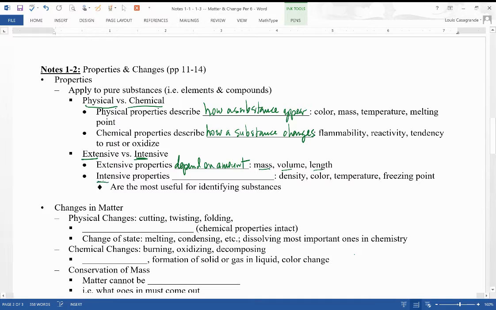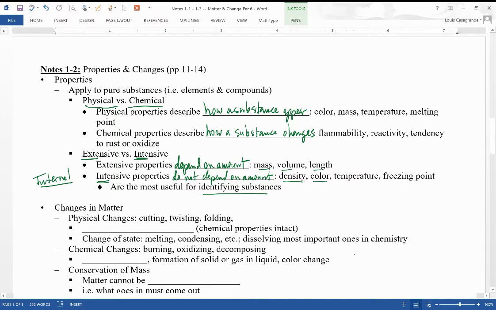Intensive, I like to think of these as internal. Use that same prefix, internal properties. These are properties that do not depend on the amount. Instead, these are properties that are more likely to be used for identifying substances. And we're going to see this in our density lab. We can use the density of a material to identify it, the color of a material.